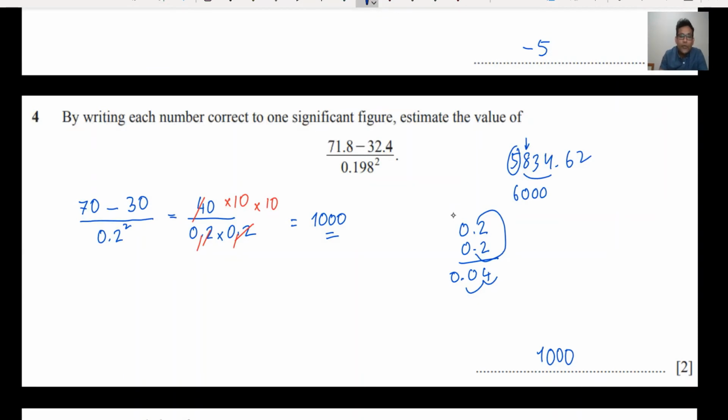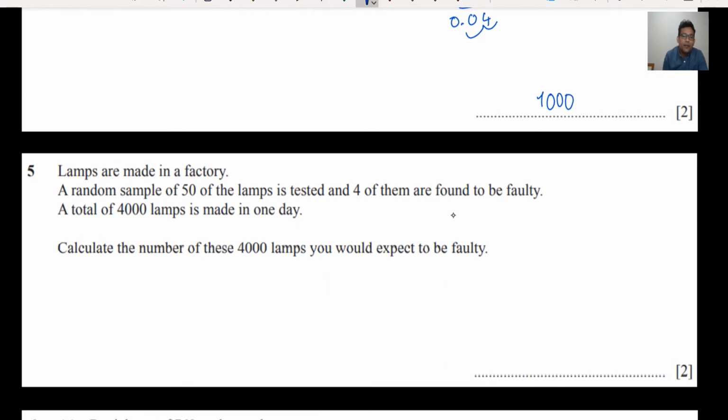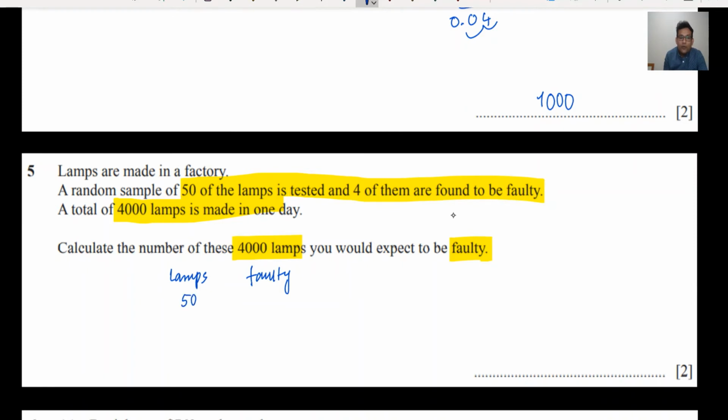So moving to question number 5. In question number 5, lamps are made in a factory. A random sample of 50 lamps is tested and 4 of them are faulty. The total 4000 lamps are there in a day, and we need to find how many are faulty. This is a very simple question. When we have direct proportion, I advise you to write the lamps here, and we need to find the faulty ones. 50 has about 4 faulty from 50, and we need to find from the 4000.